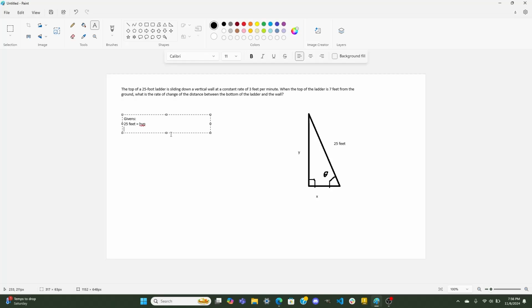We just defined that we have a right triangle, so we're going to be using the Pythagorean theorem since all of our variables are related in a Pythagorean theorem equation. If you forgot, for this case at least, it's going to be x squared plus y squared equals 25 squared. And we use this because we're trying to find the relation between x, y, and their changes respectively.